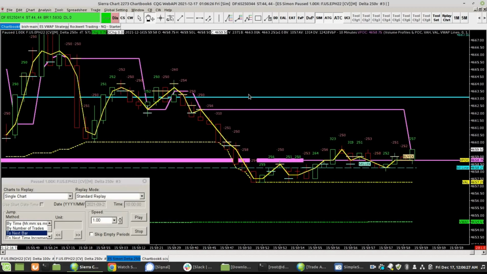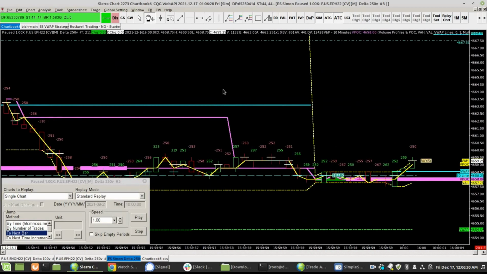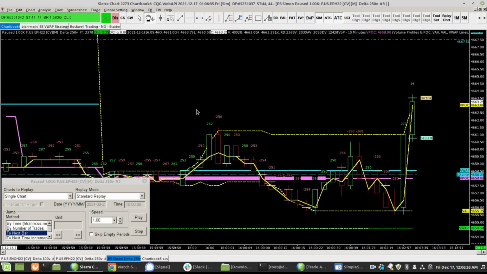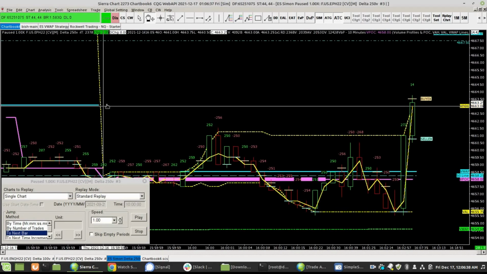This was the earlier VPOC from the session. So yeah, you'd expect that. You'd expect people starting to take profit up here. Maybe people are getting out of their positions. They're going, hey, I was in from 46.56, 46.63. That's almost 10 points. So I'll take that. Take some off if they're scaling.